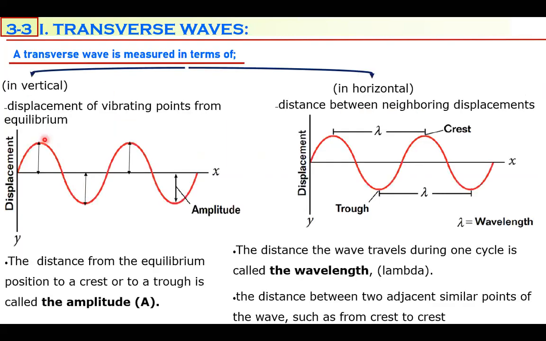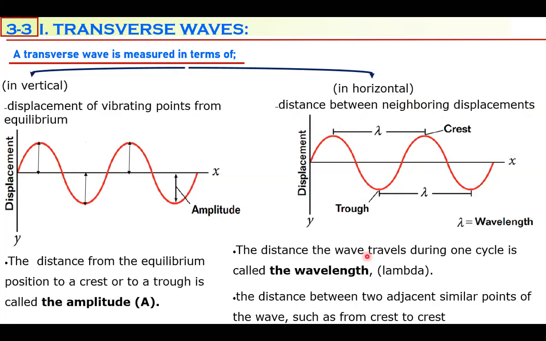And next, we will define distances. Distances can be defined in horizontal and in vertical. In horizontal, the distance from crest to crest or trough to trough is called wavelength, the length of a wave. It is defined as the distance between neighboring displacements: from one crest to another neighboring crest, or from one trough to a neighboring trough. So it is called one wavelength.